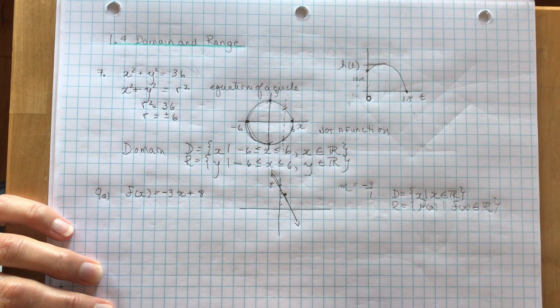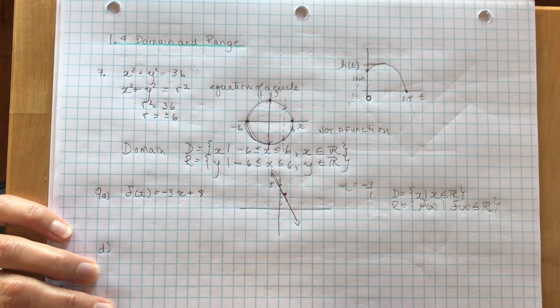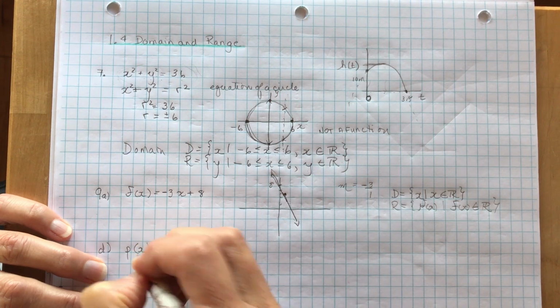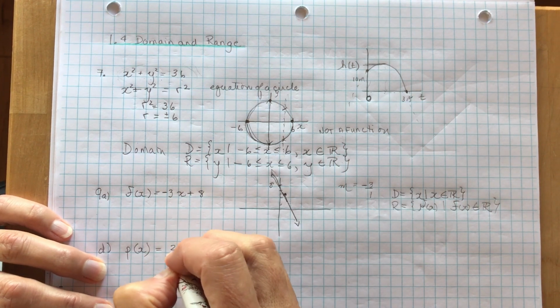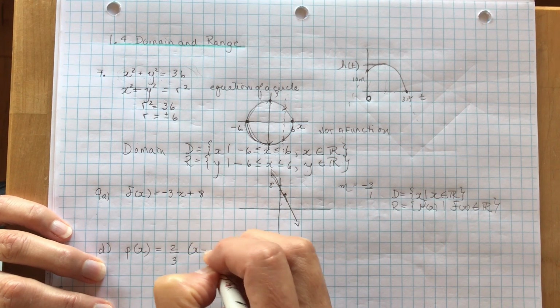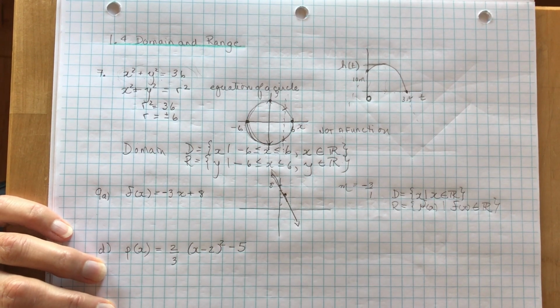I'm going to skip to number D. I'll do one quadratic and I'll do one radical. So D says P at x. See, I told you they can use anything. F at x, G at x, P at x. P at x is equal to 2/3 (x minus 2) squared minus 5. So if you want to know the domain and range of this, it's probably a good idea to just spend 2 seconds to sketch it.